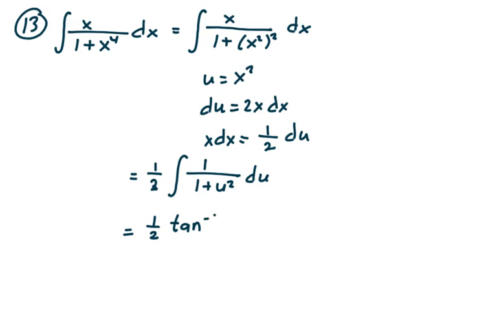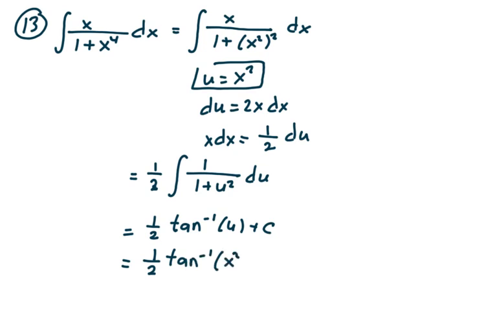arctangent of u plus c. But remember, u is x squared. And so this is 1/2 arctangent of x squared plus c. And that's how we do problem number 13.